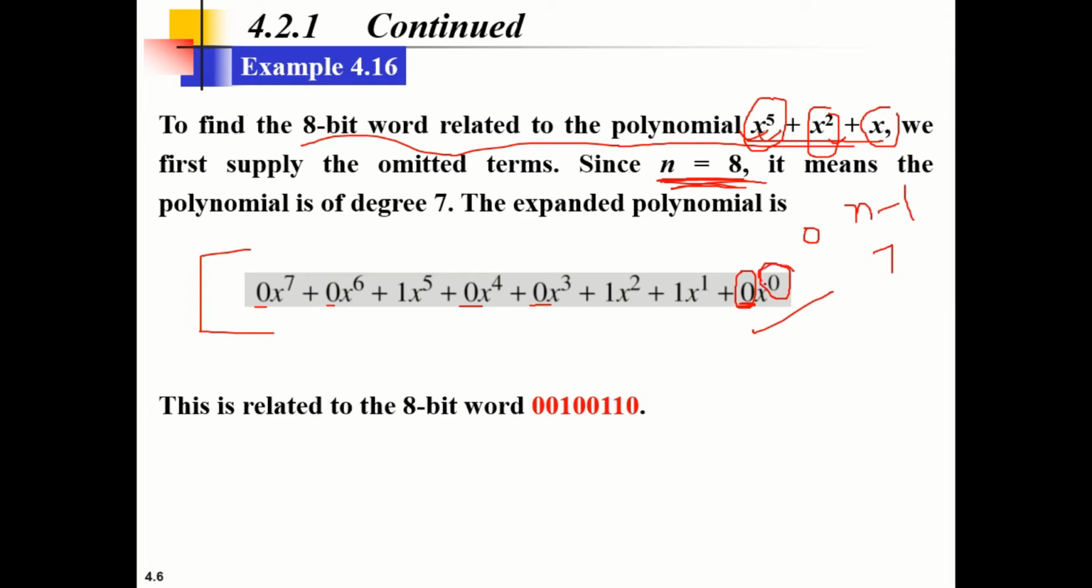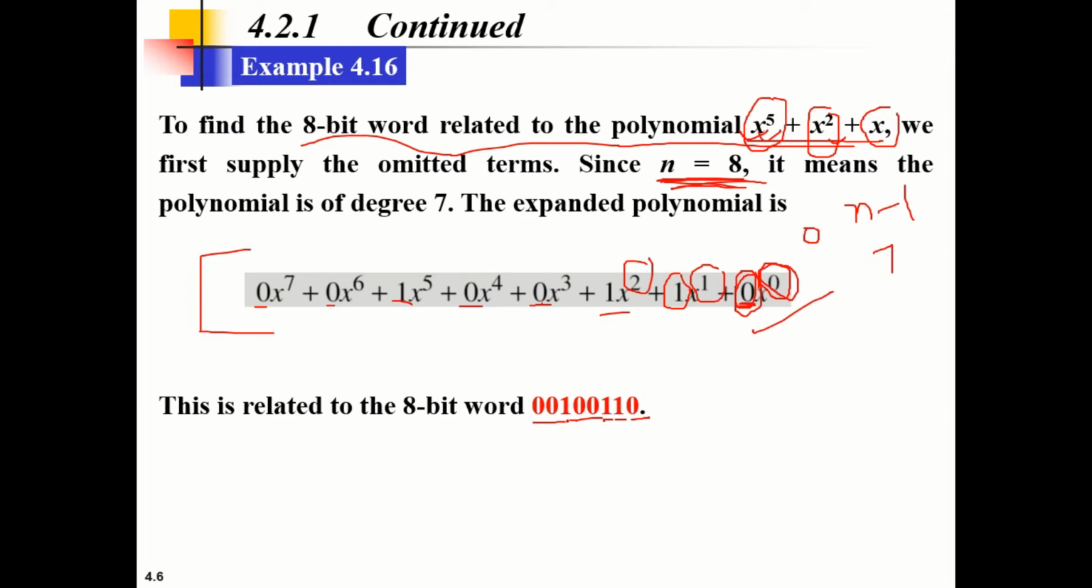Okay, so at 0th position the value of the given bit will be 0. At first position the bit will be 1. So here you can see this is 0, this is 1. At second position as well it will be 1. Here it is. At third and fourth they are 0 0. At fifth it is 1. And then at sixth and seventh it is 0 0. Okay, so this is how we can create a word out of the given polynomial.